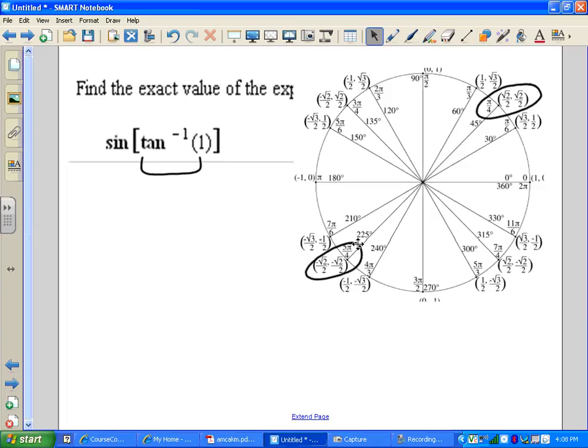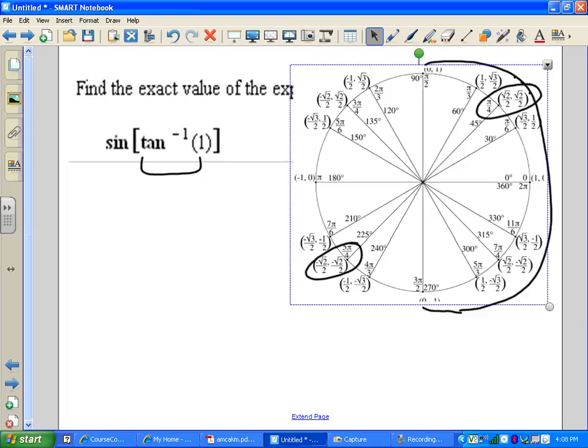Well, if we're doing inverse tangent, remember inverse tangent can only go from negative pi over 2 to pi over 2. So that eliminates that one. So really what we're talking about is pi over 4. So my answer is not pi over 4, but that's sort of the inside part there. So now I would be finding the sine of pi over 4, which is just the y coordinate there. And so that was just going to give me square root of 2 over 2.